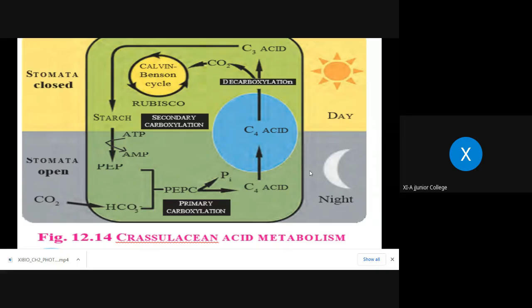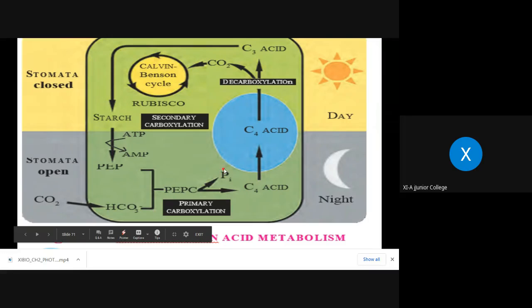When stomata are open, then only CO2 will enter. When CO2 enters, PEP accepts the CO2, and there is formation of what, which follows the C4 pathway, that is carboxylic acid, oxaloacetic acid, and then malic acid. Then malic acid accumulates, and this is the acidification process.